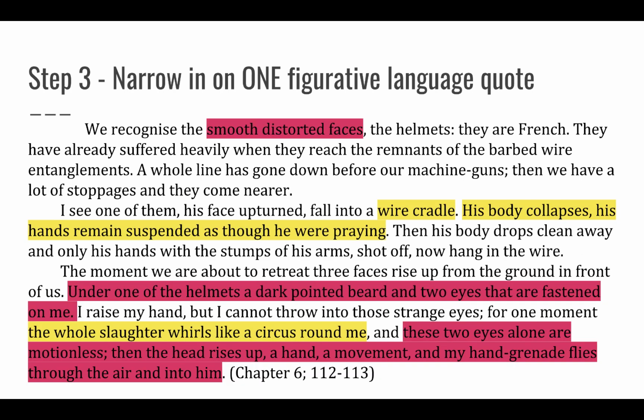Second half of the passage, smooth, distorted faces is imagery that helps us imagine what the faces of the Frenchmen look like. Wire cradle compares the barbed wire to a cradle. His body collapses, his hands remain suspended as though he were praying, is another piece of comparison-based figurative language. Under one of the helmets, a dark pointed beard and 2 eyes that are fastened on me is visual imagery that helps us imagine what things look like.